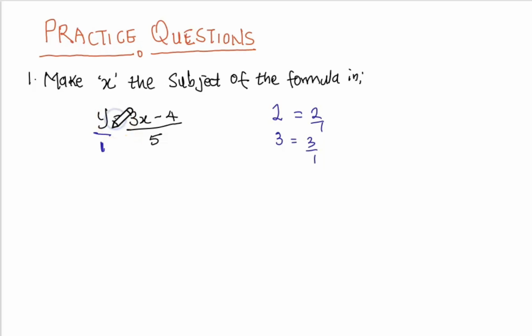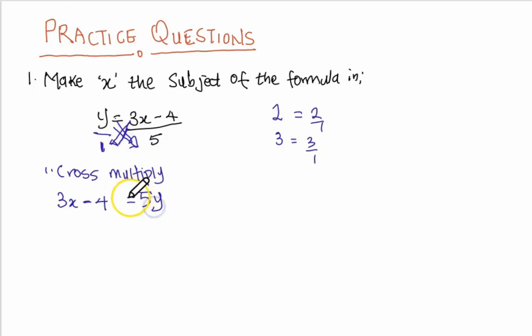And then we cross multiply. So the first step I'm going to take is to cross multiply. It simply means that this one above, we multiply by this one right here. Anything times 1 is that same thing. So (3x - 4) times 1 gives us 3x - 4. And then this y up here, we multiply by 5 here. So 5 times y will give us 5y. The next thing is that this is the x we are interested in.